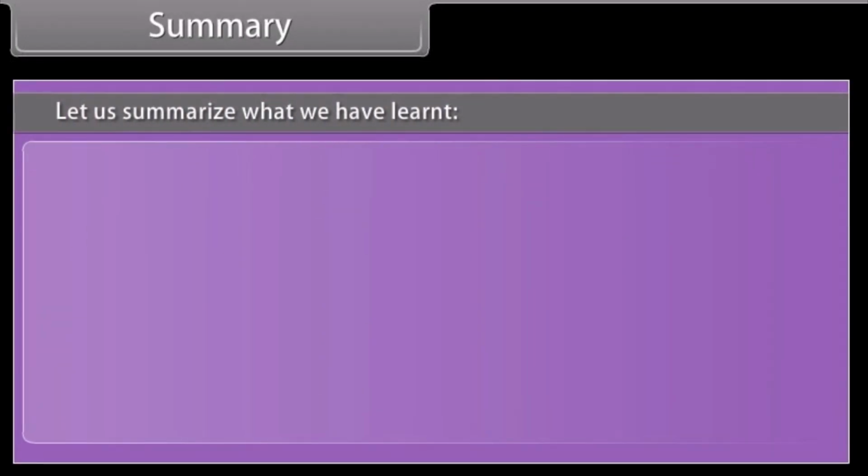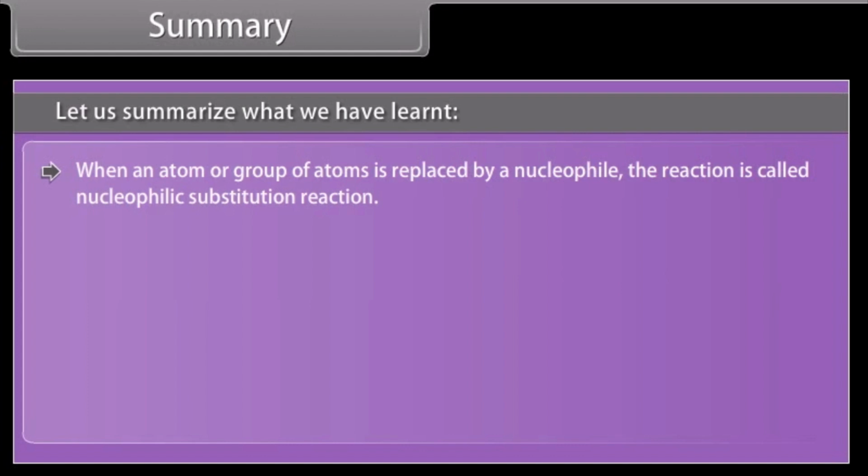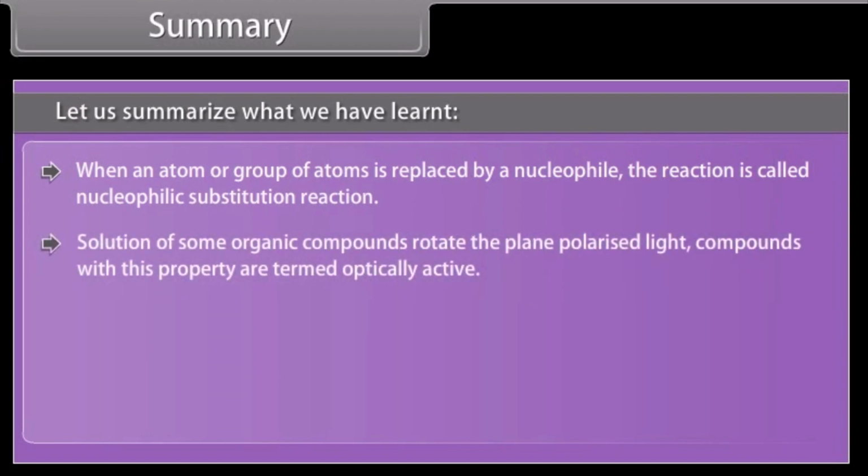Summary. Let us summarize what we have learnt. When an atom or a group of atoms is replaced by a nucleophile, the reaction is called a nucleophilic substitution reaction. Solutions of some organic compounds rotate the plane polarized light, and the compounds with this property are termed optically active.